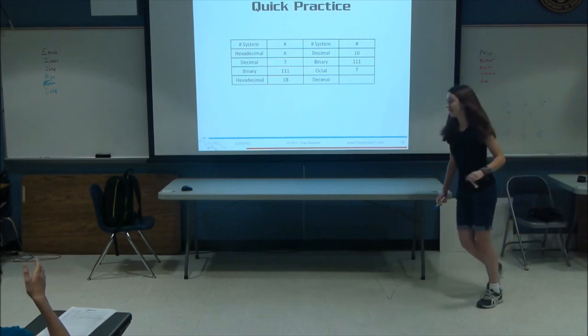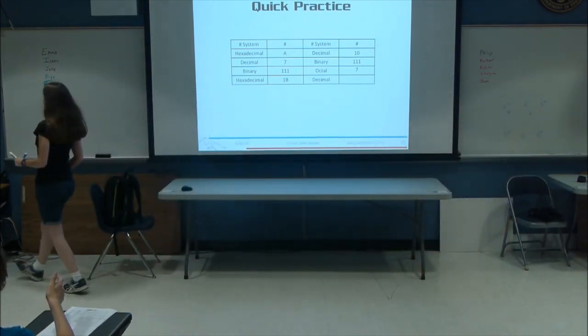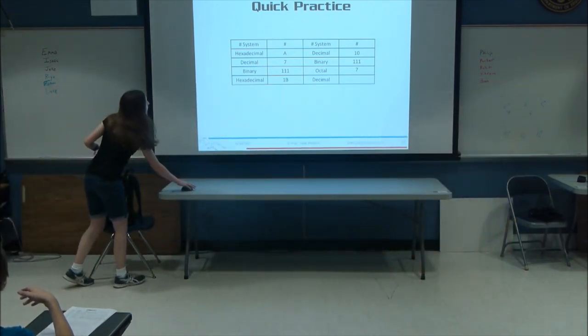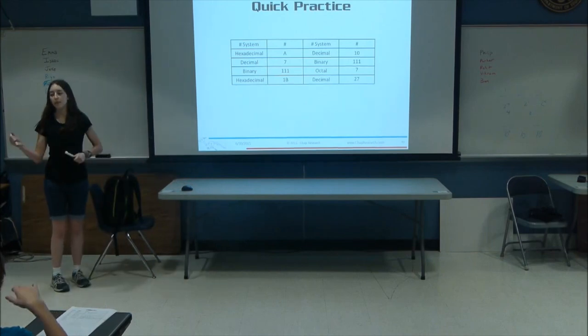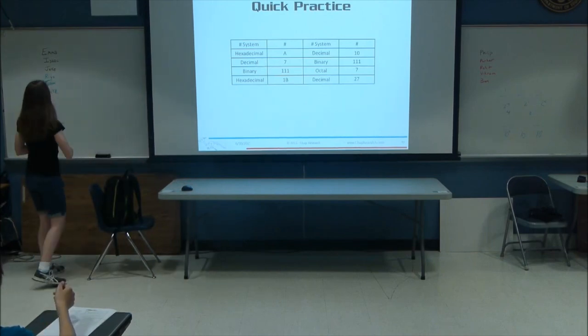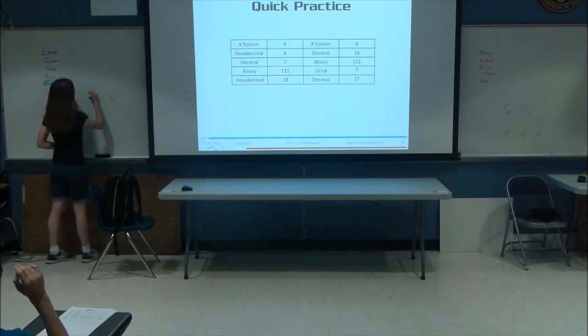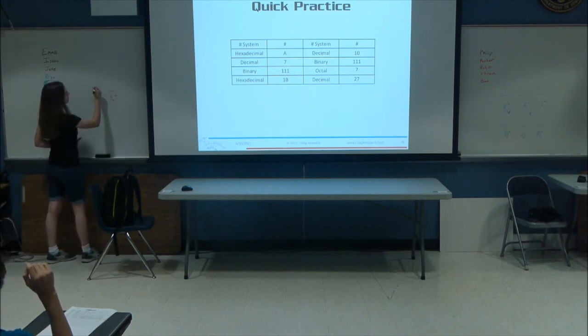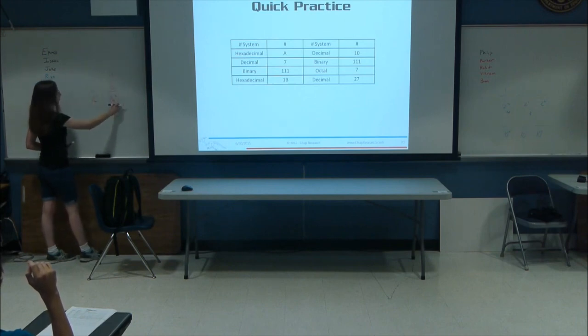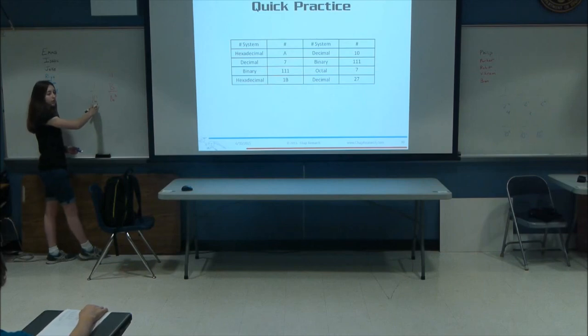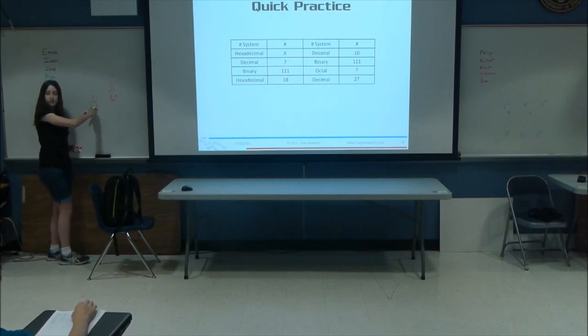This is one you guys have enough. 27? Yes. Alright. Does that make sense to everybody? So what she's doing is 16 to the 0, 16 to the 1, and then we just have 1 and B. And since B is 11, it's 11 times 1 plus 1 times 16. Does that make sense?